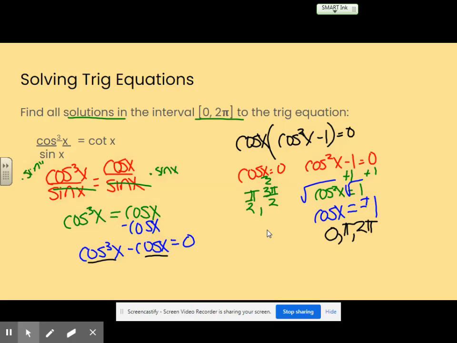So if I add all of our solutions up, I have that x is going to equal 0, pi over 2. It's going to equal pi. It's going to equal 3 pi over 2 and 2 pi. X is all of these values. It hits every single point along the axes.